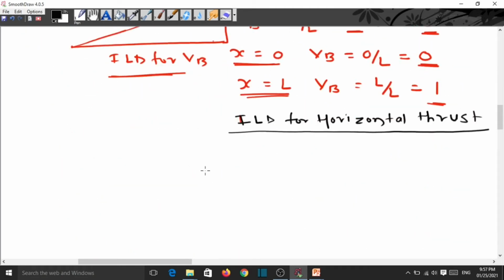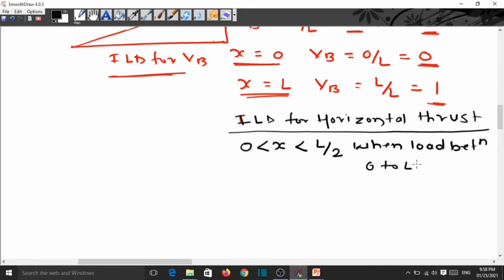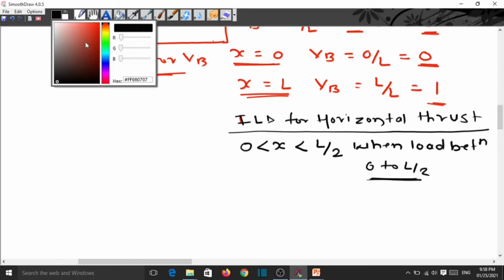Here we have to apply the condition, that is when this X is greater than 0 and less than L by 2. It means when the load is between 0 to L by 2, we have to find the value of the H.